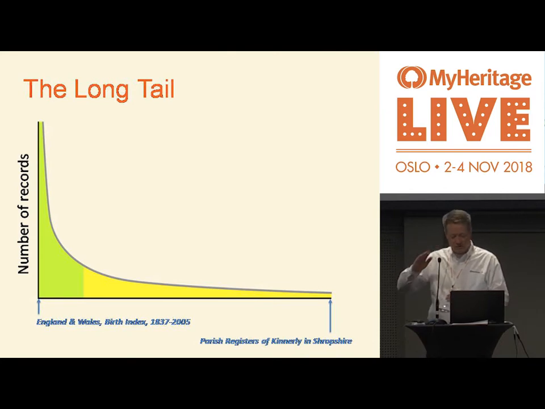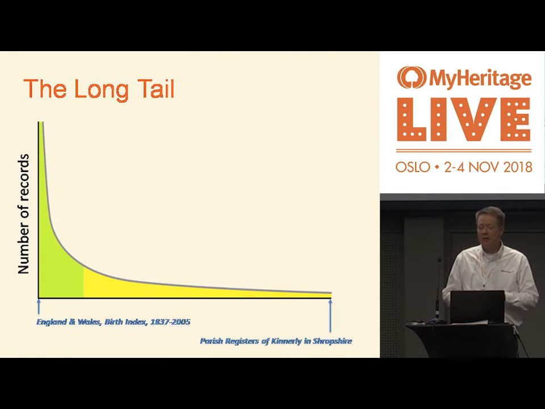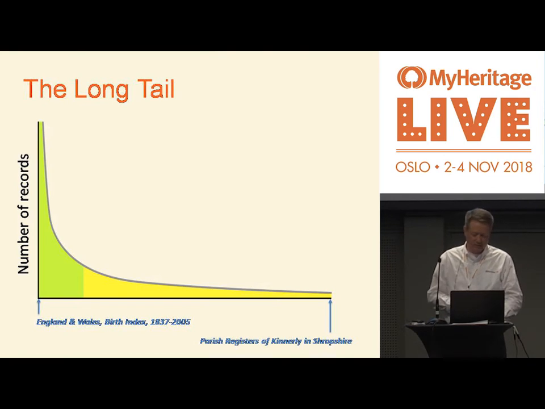But if you go down what we call the long tail, you can find on MyHeritage things like the parish registers of Kinnerley in Shropshire. It might only have 50 pages in a book like that, maybe 300, it just depends. So we end up dealing with this problem often by making what we call compendium collections.